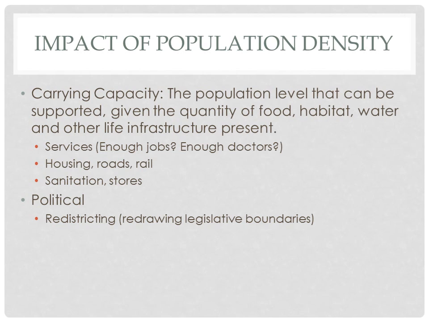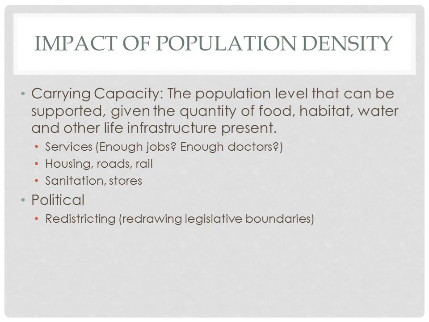Finally, let's look at the impacts of our different types of population density. So the first one that we have to talk about is carrying capacity. It's one of our definitions, and that is the population level that can be supported given the quantity of food, habitat, water, and other life infrastructure present. So how many people can you support?